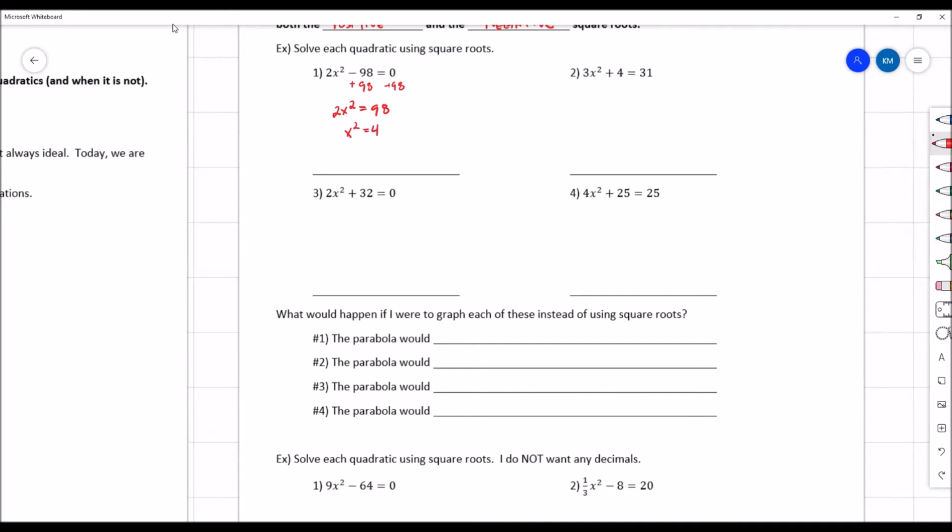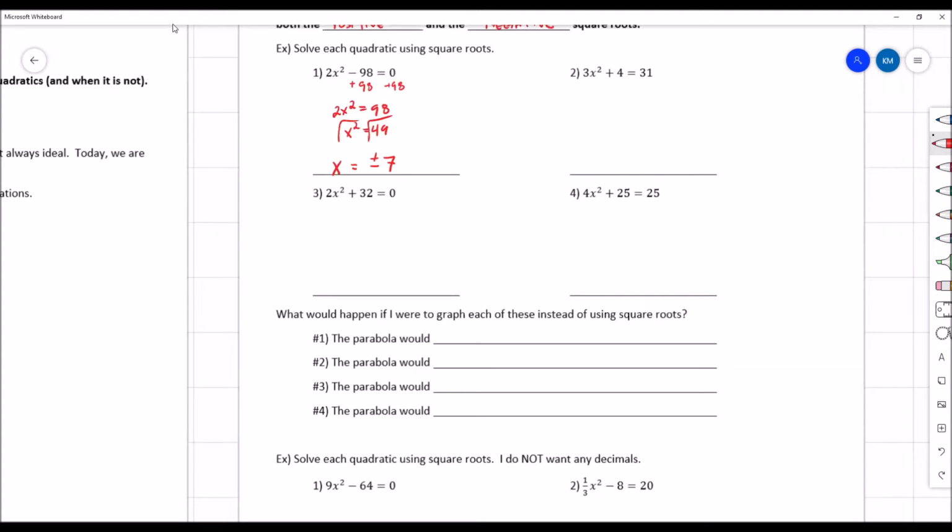x squared equals 49. Take the square root. The square root of 49 is 7. Remember that as you write this, you want to make sure that you include that there's a positive 7 because 7 times 7 is 49, but also negative 7 because negative 7 times negative 7 is 49.